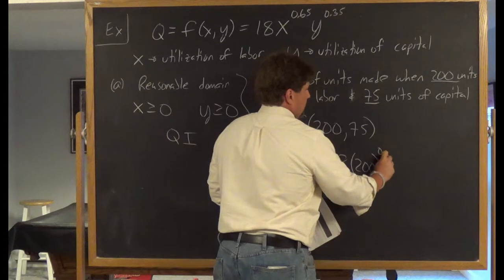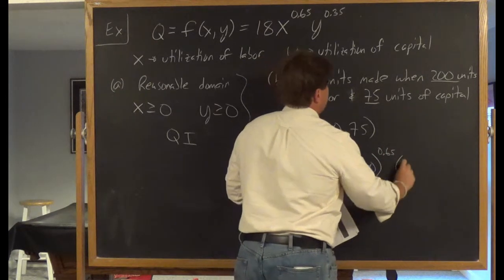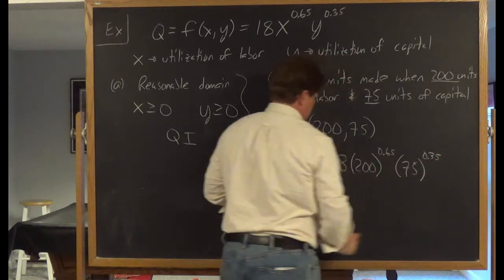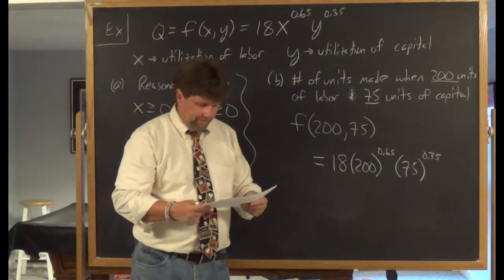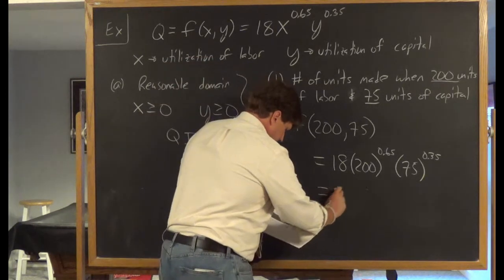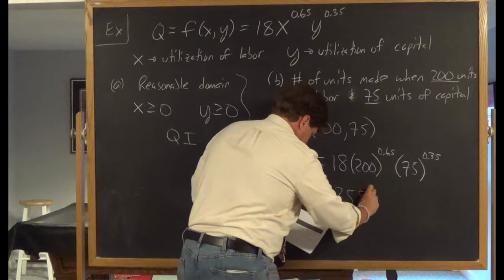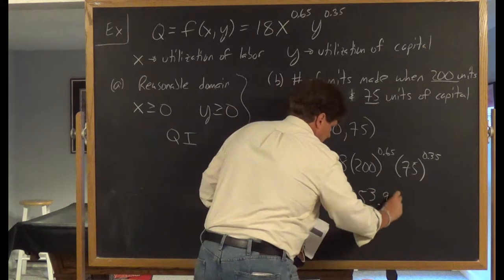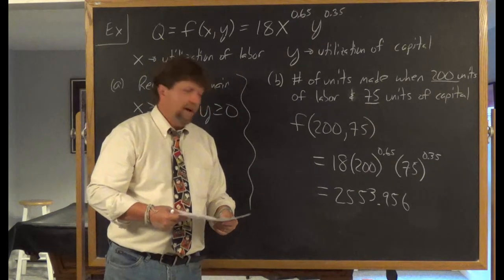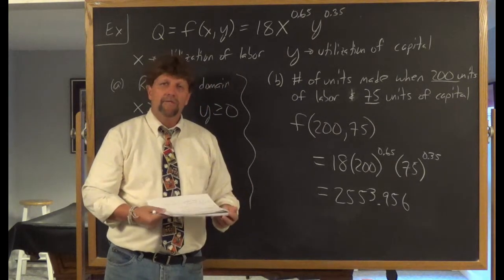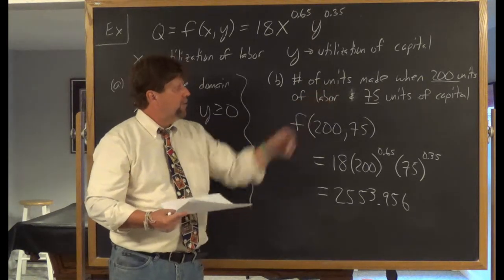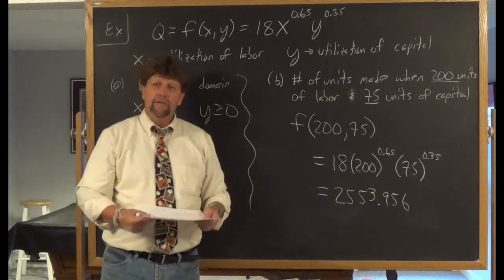That's a 0.65 exponent. 75 in for the y. And boy, I'm so happy to have a calculator here. When I crank this through my calculator, I get 2,553.956, which I would just round to 2,554. About 2,554 units of tablets can be made when 200 units of labor and 75 units of capital are being used.